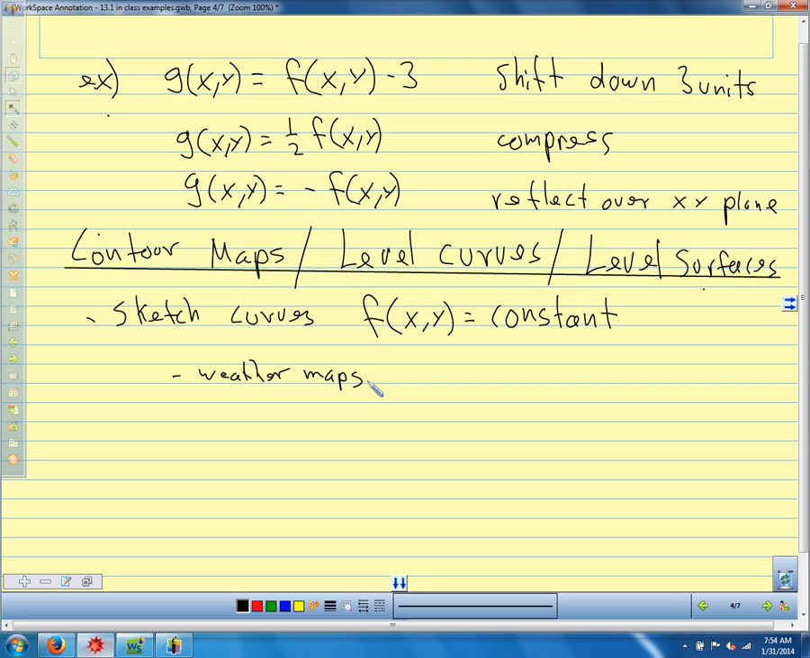Another example would be a topographical map. On a topographical map, your curves are where the elevation is constant. From looking at the topographical map, you get an idea of what the terrain looks like. So that would be another example. For physics people, an example would be where you sketch equipotential lines, equipotential fields. If we have an electric field or a magnetic field, we sketch where the potential is constant, and that gives us an idea of how the field is behaving.